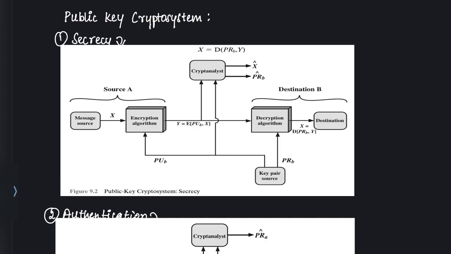Next we have public key crypto systems. We know public key crypto systems make use of two keys, asymmetric algorithms, and they enhance the security aspect.